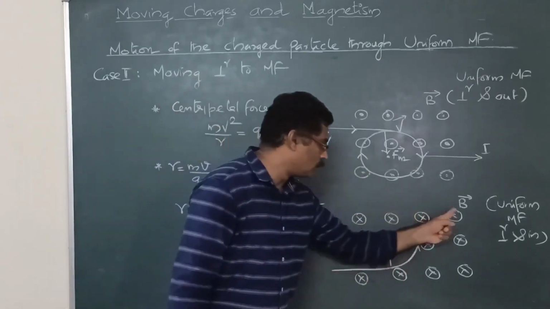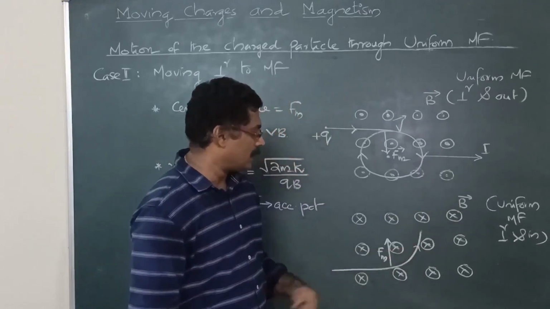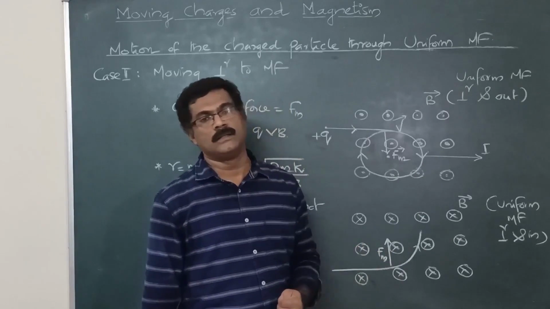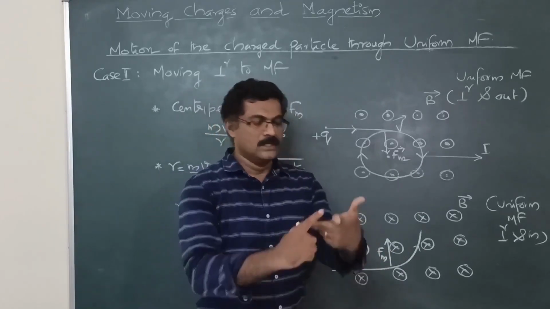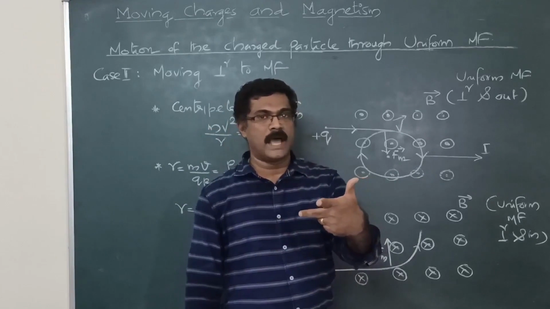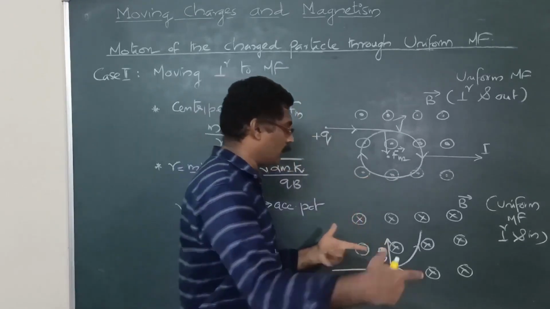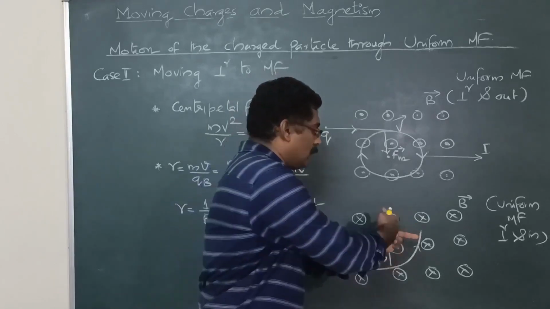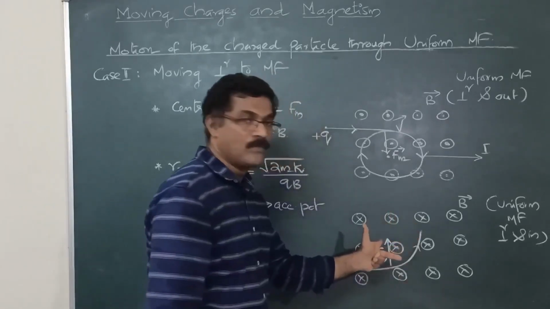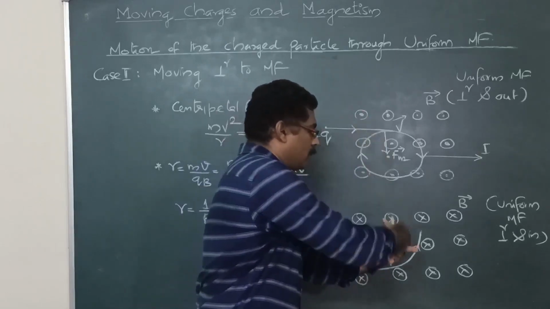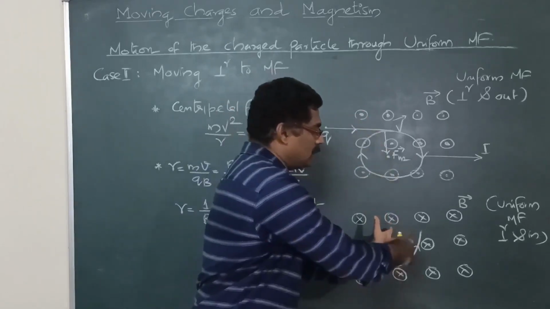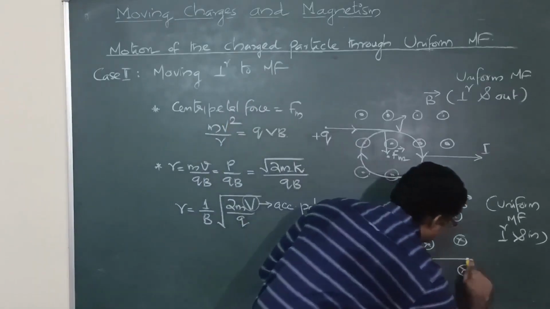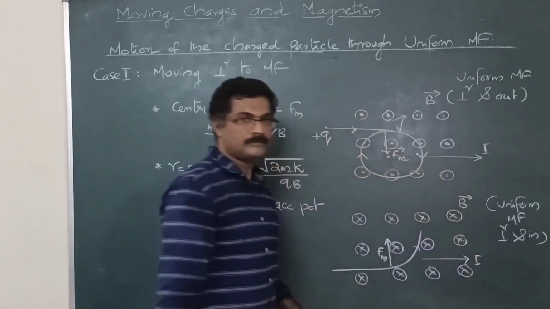So now you know two things: the direction of magnetic field and the direction of magnetic Lorentz force. Now you can apply Fleming's left hand rule. The direction of magnetic field is perpendicular and inward like this, and the force is in the upward direction. So this one is the direction of current. So you got the direction of current.